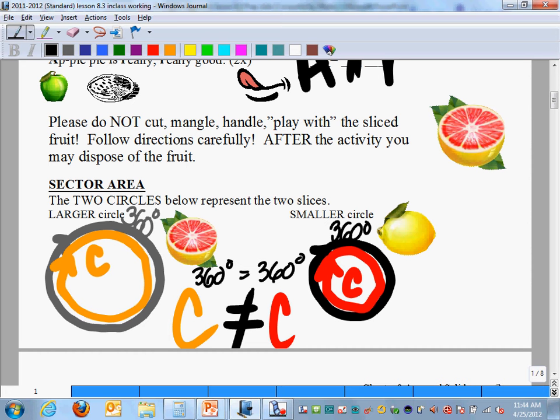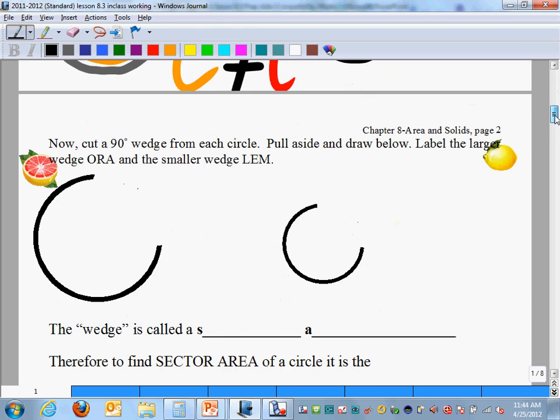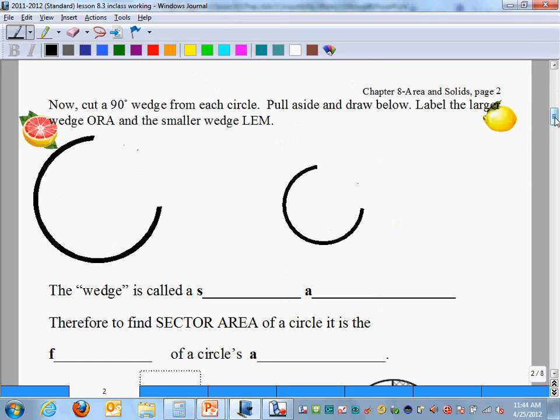Look very closely. We're going to talk about the difference between measure, which is degrees, versus length, which is part of the circumference. Let's start with something simple. Take those orange slices, someone on your team be in charge of this, and you are going to slice a 90-degree wedge, one out of the orange and one out of the tangerine.